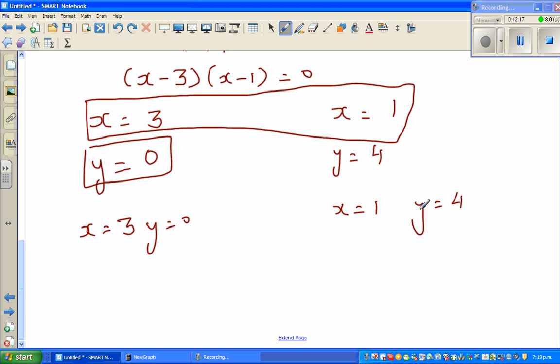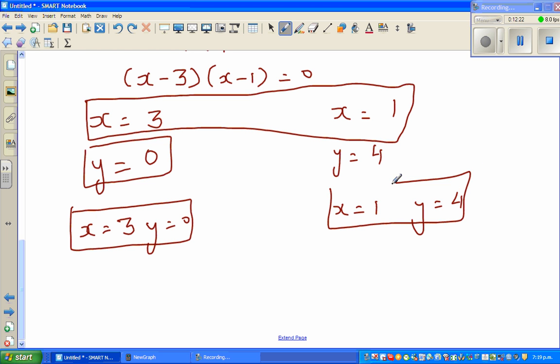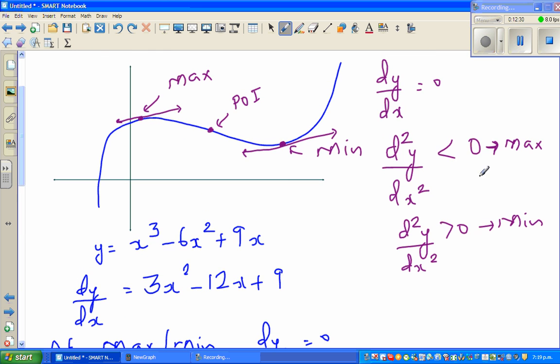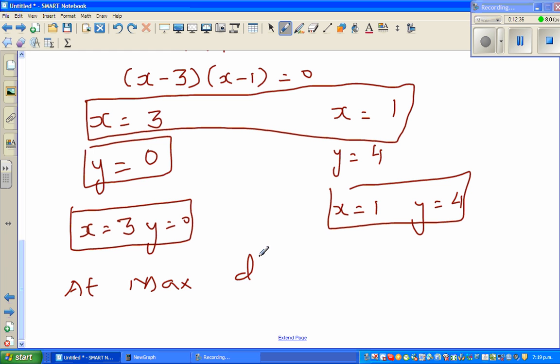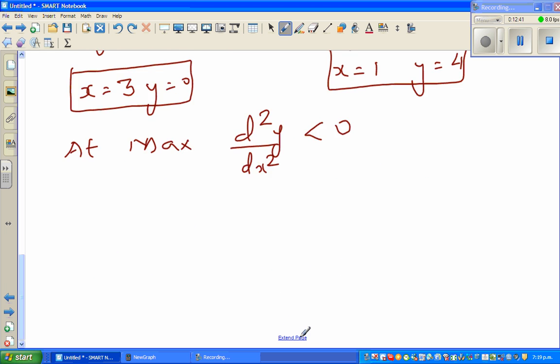Now we want to find which of them is maximum. Is this maximum or this maximum? Let's go back to the question. At a maximum, the second derivative has to be less than 0. So at a maximum, d squared y by dx squared should be less than 0. Let me rewrite dy by dx, which is x squared minus 4x plus 3.